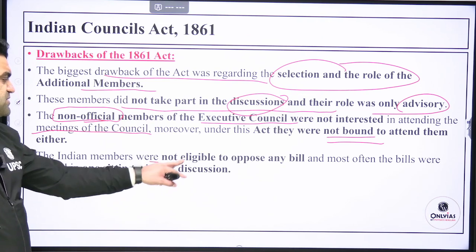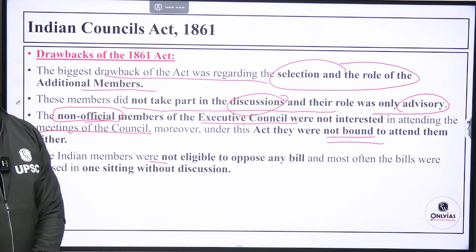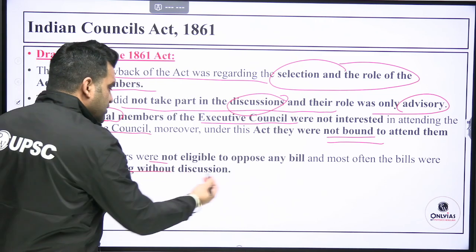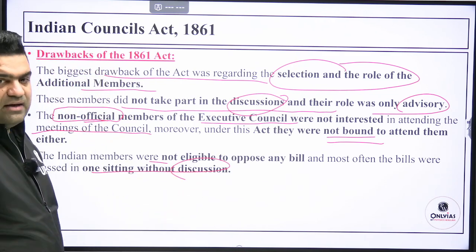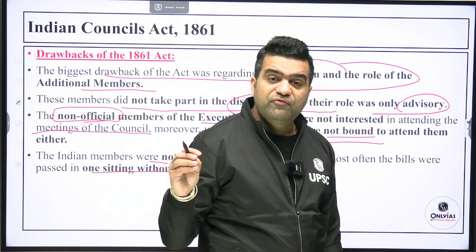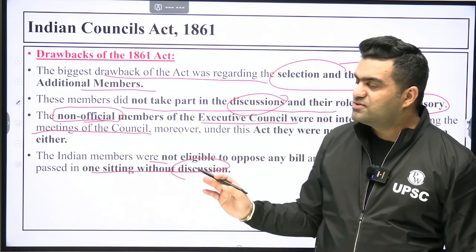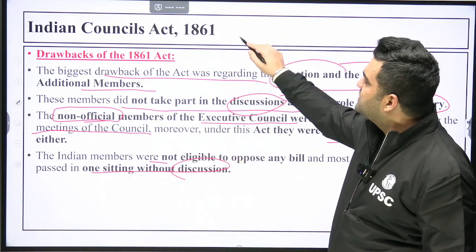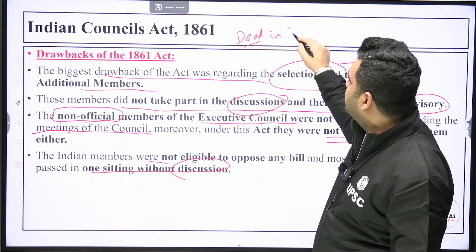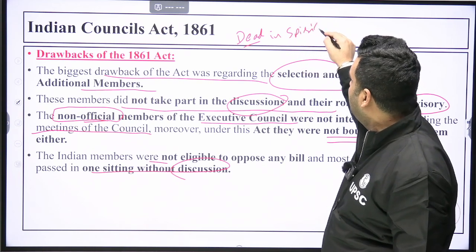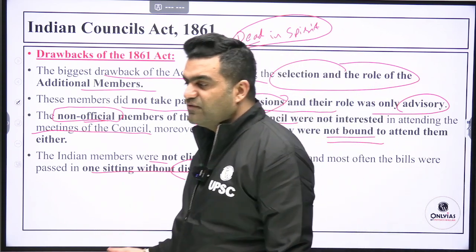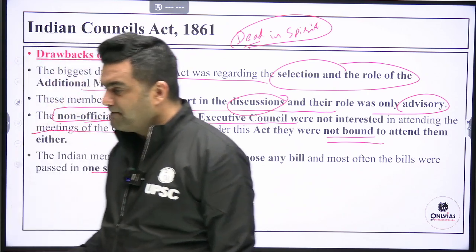The Indian members were not eligible to oppose any bill, and most often the bills were passed in one sitting without any, let alone effective, discussion. Without any discussion, even for namesake, they were not associated with it. Even though provisions were brought about, they were dead in letter. They were dead in spirit. They were dead letters of law. Provision for discussion, etc., for non-official members was of no use. Am I clear?